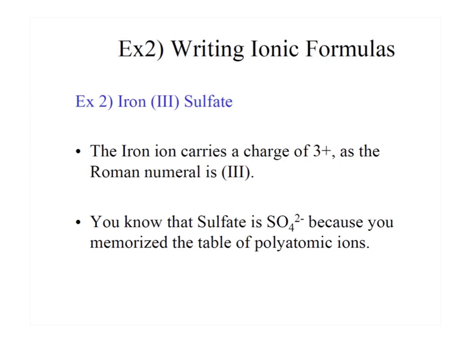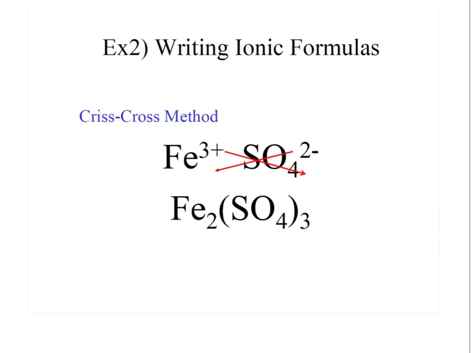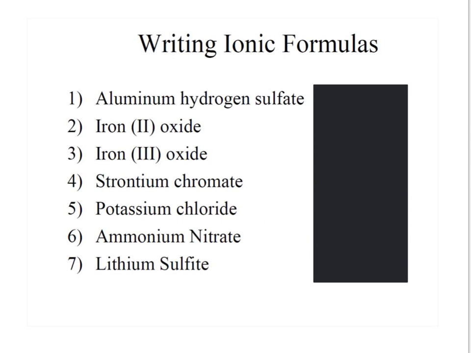Okay? Iron(III) sulfate: this III tells you the charge of iron, it's +3. Sulfate has a -2 charge because you memorized your list of polyatomic ions. So again, you do the crisscross method, and make sure you always use parentheses around your polyatomic ions. Okay, so let's try these. Pause the video, write them, and check your answers.